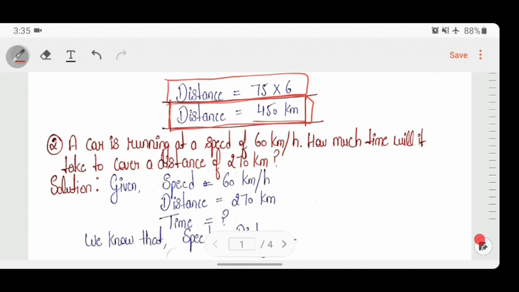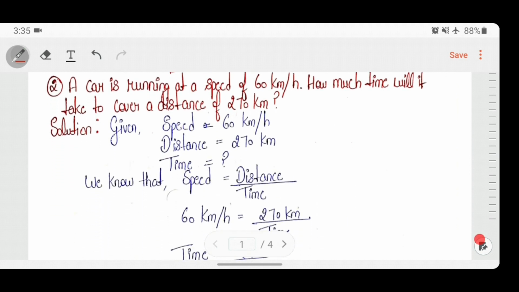Now students, let's move to the next numerical. First of all, let's read the numerical. In the second numerical, a car is running at a speed of 60 km per hour. Now how much time will it take to cover a distance of 270 kilometers? So a car which is running at a speed of 60 kilometers per hour covers a distance of 270 kilometers. Now what we have to find here is the time. It means how much time the car takes to travel the distance of 270 kilometers.